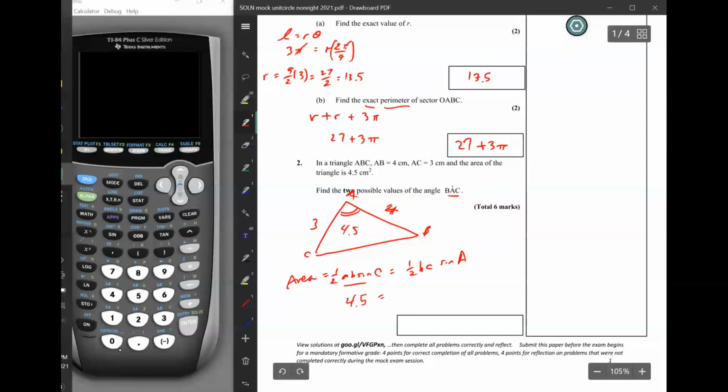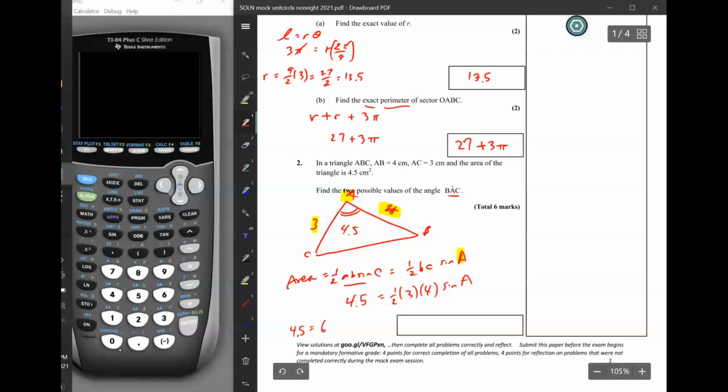They gave us that. And then we know that 2 of the sides are 3 and 4, so we're going to put those in for b and c. Those are the 2 sides that are adjacent to the angle that we would like to know, which is capital A. We do not know that yet, so we'll leave it as capital A. So we know that 4.5 equals 1/2 times 3 times 4 times sine A. That is equal to, let's simplify 1/2 times 3 times 4. 3 times 4 is 12.